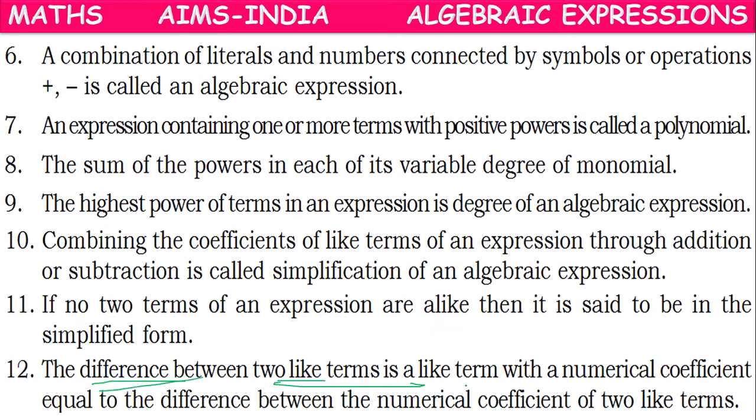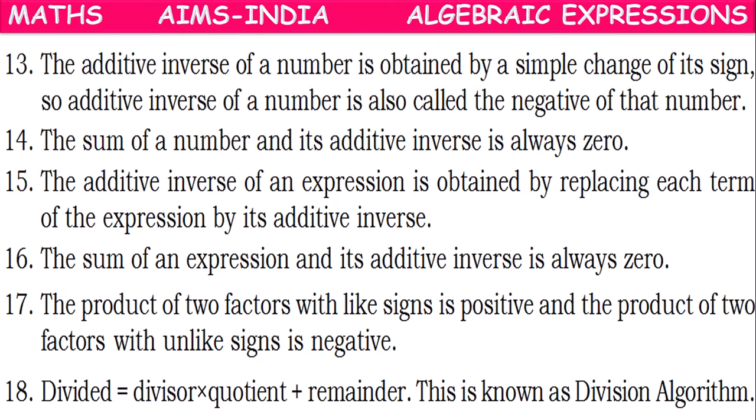The difference between two like terms is again a like term with a numerical coefficient equal to the difference between the numerical coefficients of the two like terms. So, 6x minus 4x is 2x, which is a like term of these two, and the coefficient 2 is the difference of these two coefficients, 6 minus 4.